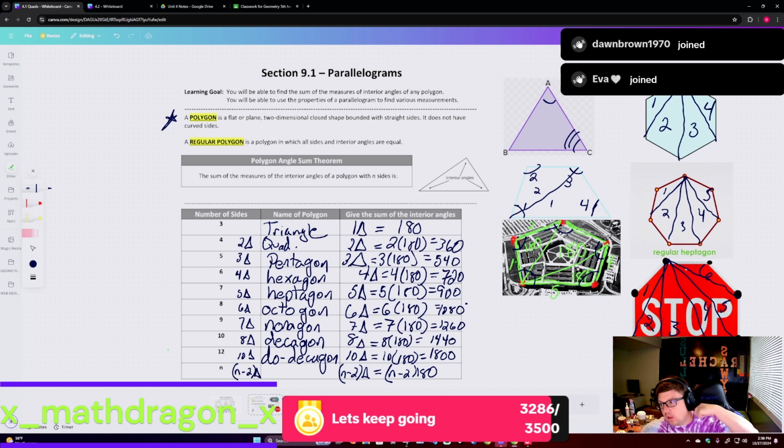And I know it's a long drawn out list, but hopefully you can start to see why it is the way it is. So where did they come up with this equation, n minus 2 times 180? This is how it gets formed.